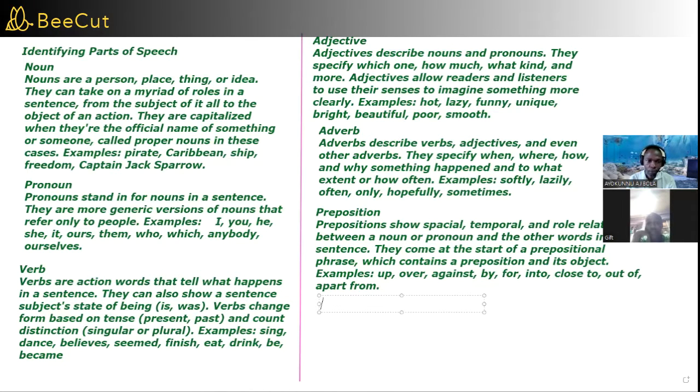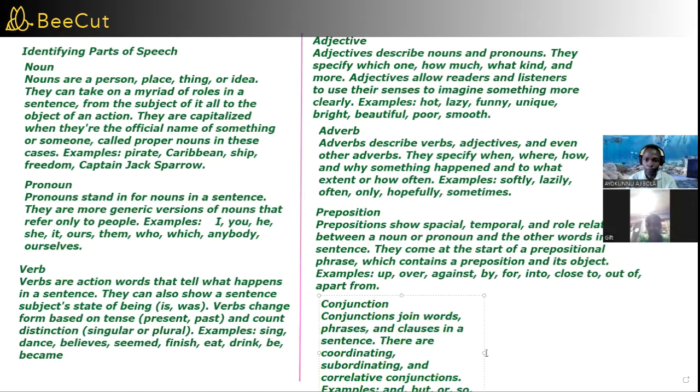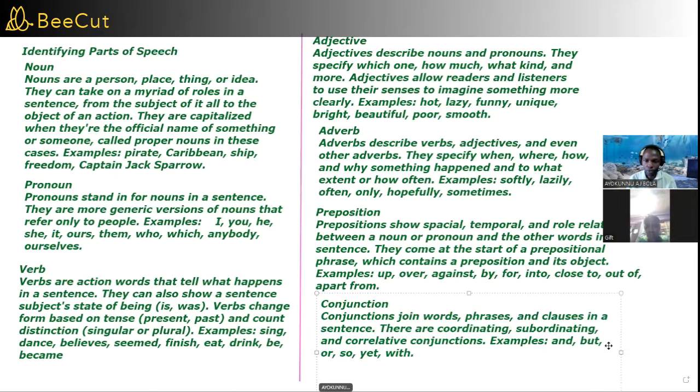The next one we talk about is conjunction. Conjunctions are used to join words, phrases, clauses, and sentences together to make simple meaning. Conjunctions join words, phrases, and clauses in a sentence. They are coordinating conjunctions, subordinating conjunctions, and correlative conjunctions. Examples include and, but, or, so, yet, with. These are conjunctions.